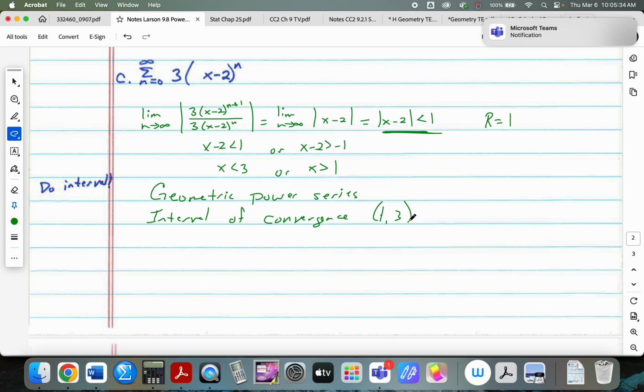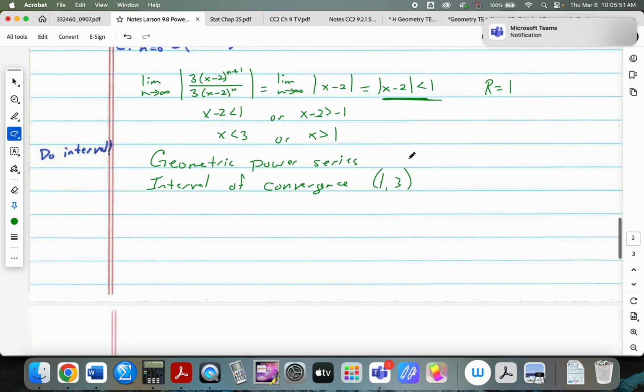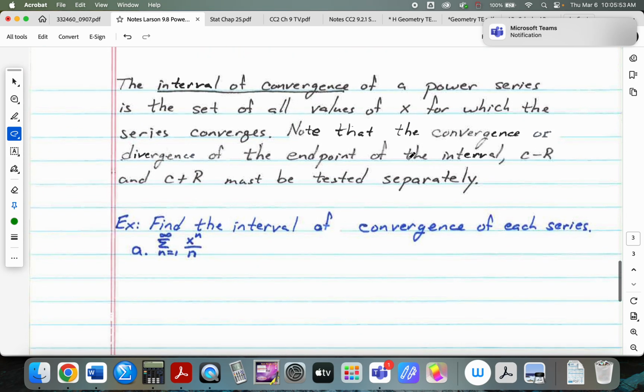And it won't include 1 or 3 because if x is 1 or x is 3, the absolute value of r from the geometric is equal to 1, and that's not going to converge then. All right. So more formally, the interval of convergence of a power series is a set of all values of x for which the series converges.